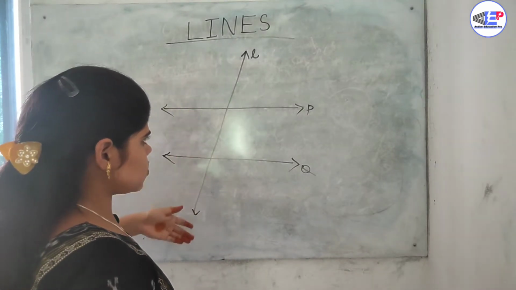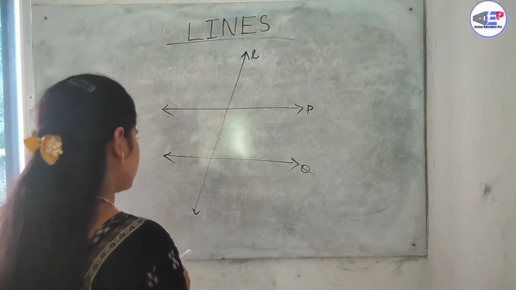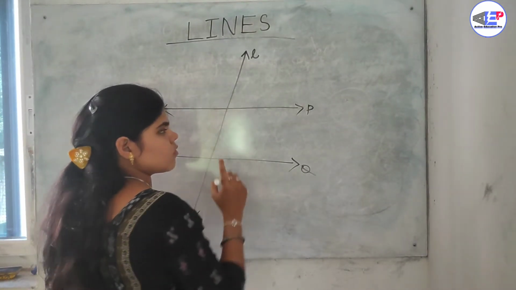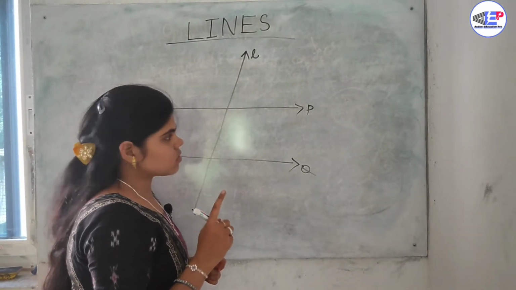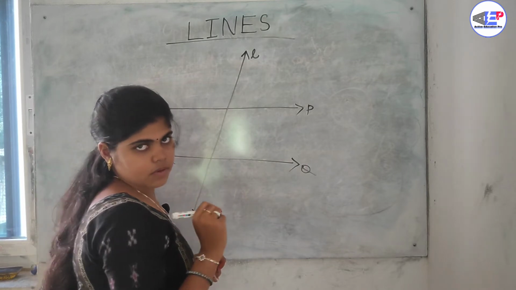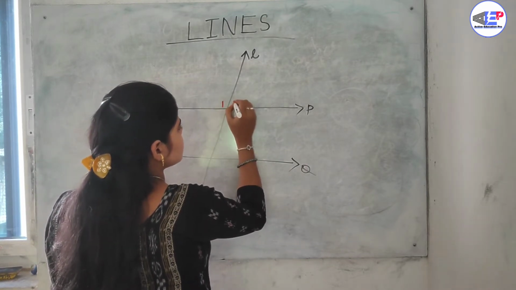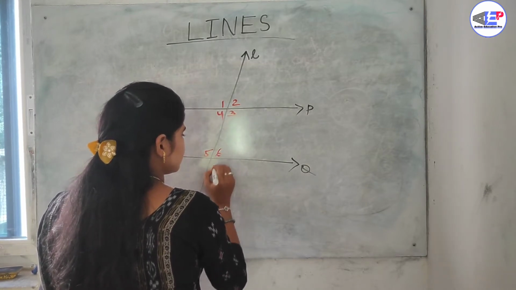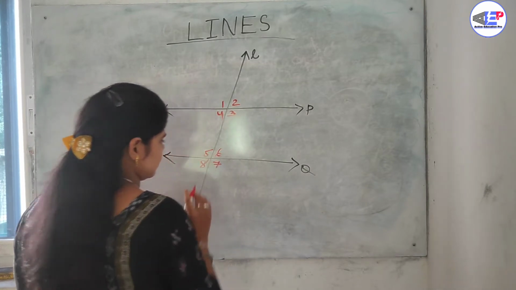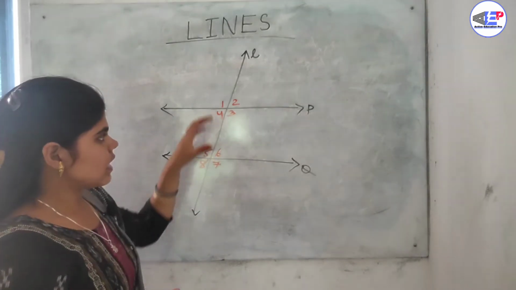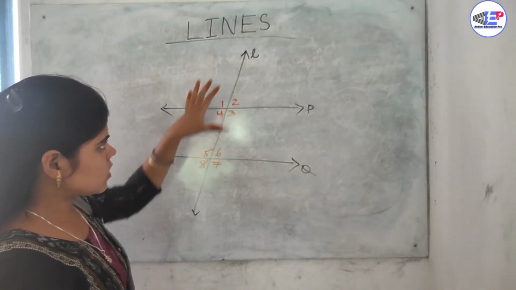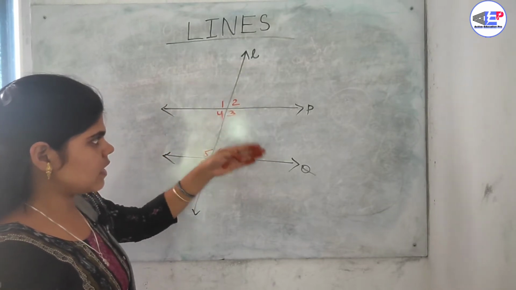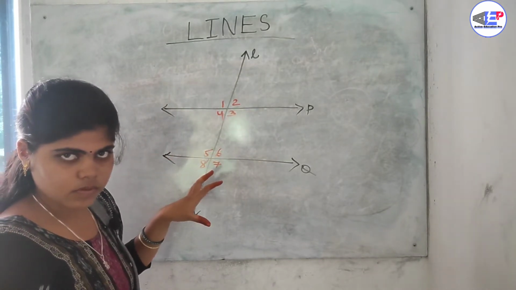After crossing these two lines at two distinct points, it makes 8 angles. Here I am naming the angles with numbers: 1, 2, 3, 4, 5, 6, 7 and 8. Look here, there are 8 angles formed after this transversal line crosses both the lines P and Q at two distinct points.